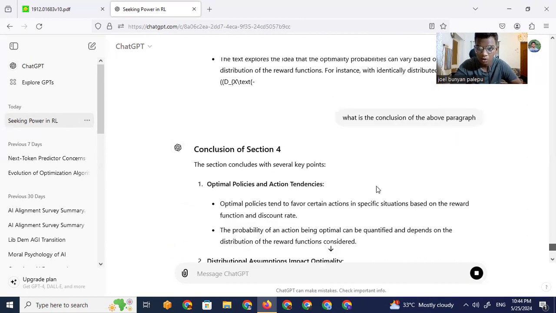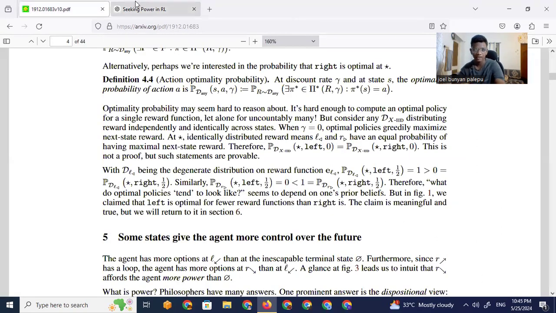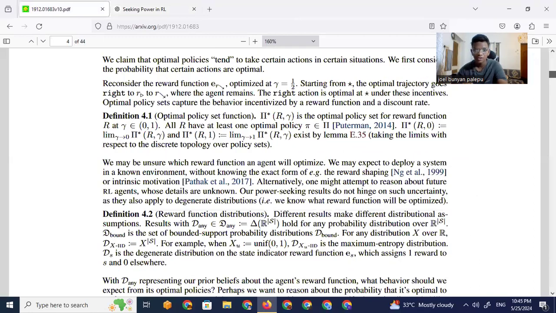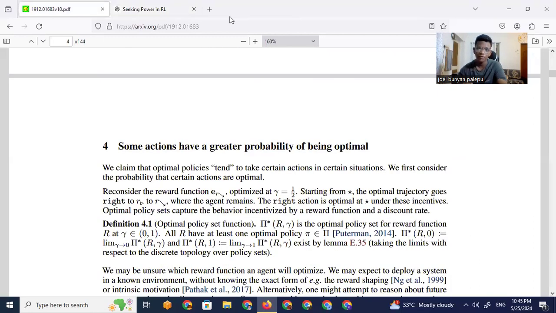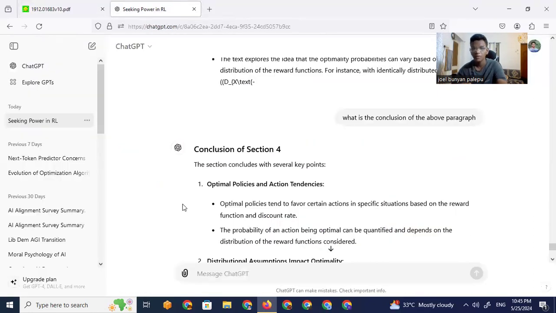Maybe this is a good way of putting it. So let's see. The section concludes with several key points: optimal policies, and okay, section 4, right? Is that section 4? Yes, that is section 4. The title is 'Some actions have a greater probability of being optimal.' Okay, so optimal policies' action tendency.